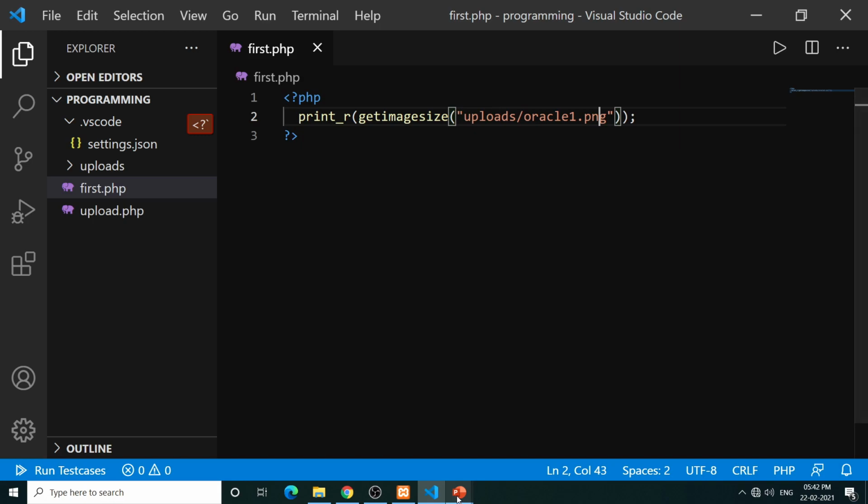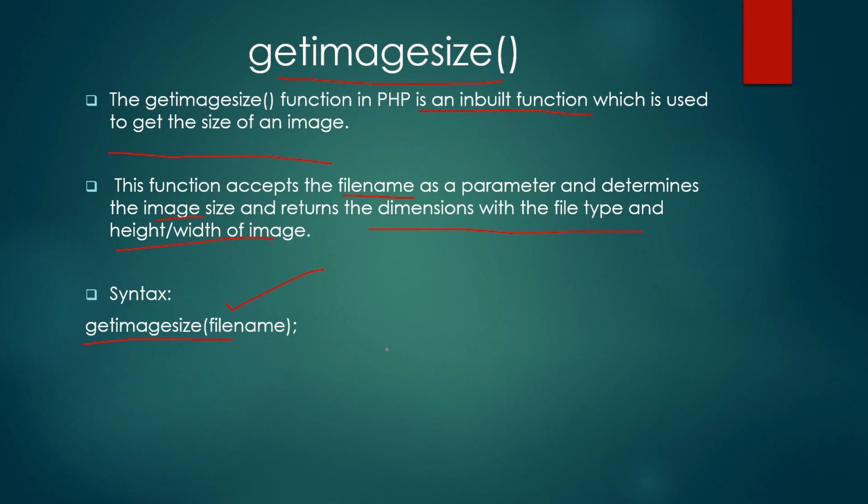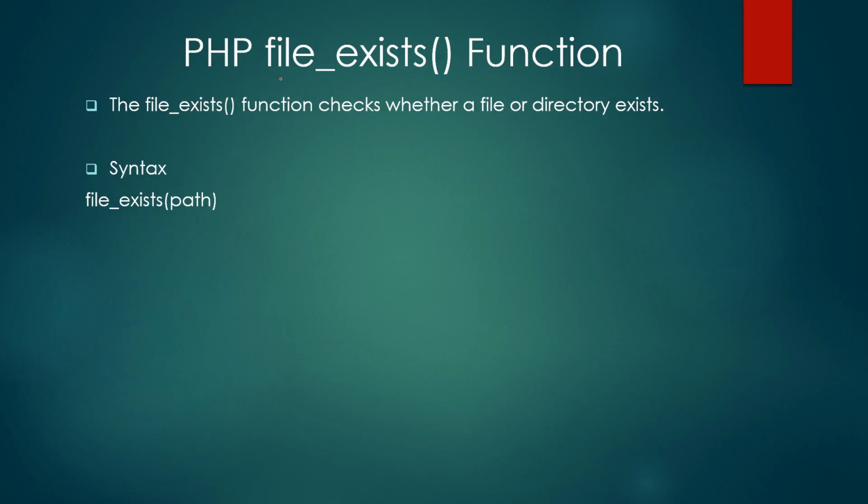Okay, so now let's move to the other function, the last function, which is file_exists. This function checks whether a file or directory exists. So if you want to check whether a particular file is present or not, you can make use of this function. Simply use the name file_exists and give out the path. If the file is present inside that path, you can print out that the file is present, and if it is not present, just echo out that the file is not present.